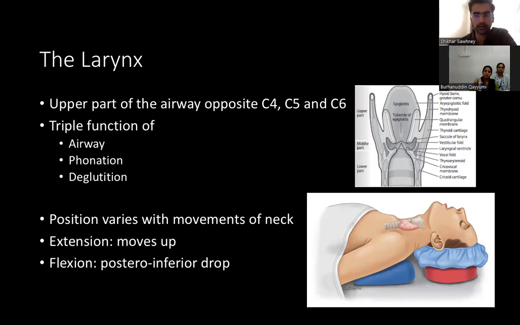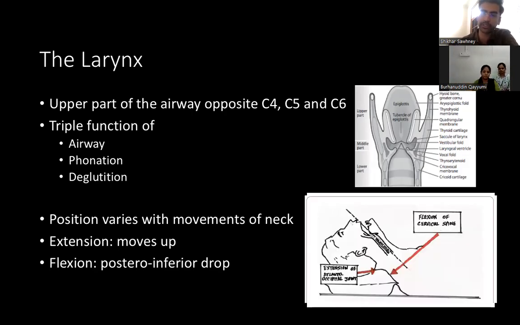While flexing the neck will cause the larynx to go into a posterior inferior direction, and that is clinically important because when we are doing direct laryngoscopies or difficult microlaryngoscopies, we want the airway and the larynx to be in direct line with the oral cavity so that we get a better visual access to it.